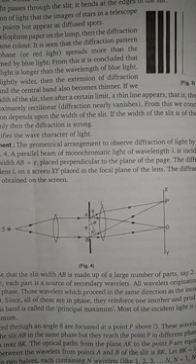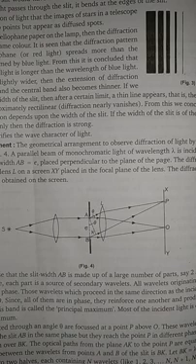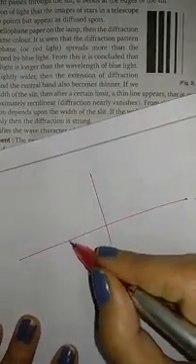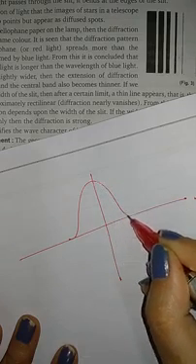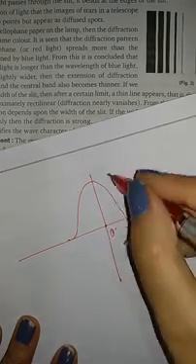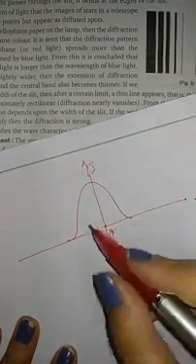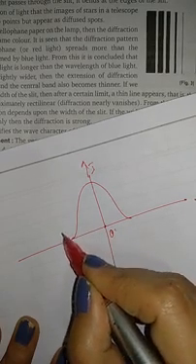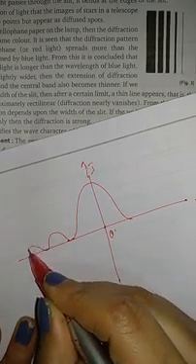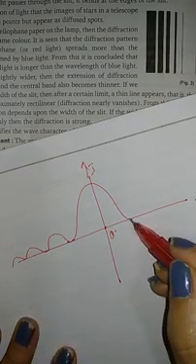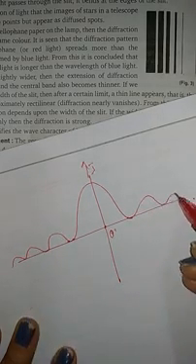So if I draw a wave diagram of this, then the wave diagram will look somewhat like this. In the center we have a central maximum. This point is O. This side is the intensity. Then the intensity of the light decreases like this. On both sides the intensity of the light decreases.